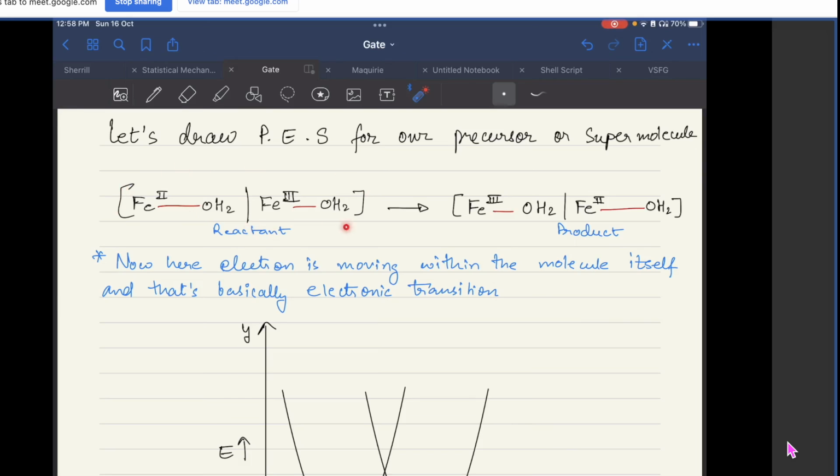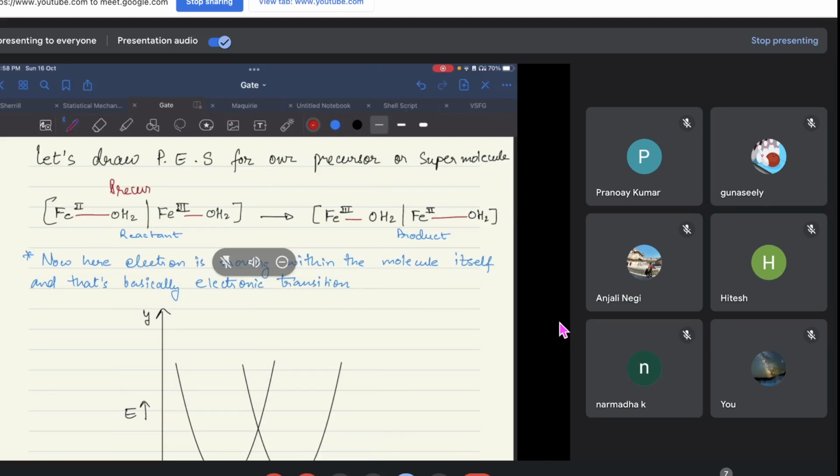So this as a whole I am calling my precursor complex, and I am taking it as one unit. I am saying that the electron transfer is taking place within the molecule, which is my precursor complex. When I say the electron transfer takes place within a molecule, what comes to mind is that electron transfer is related to the electronic transition that we studied taking place in a molecule or atom. So that will be drawn here as a potential energy surface.